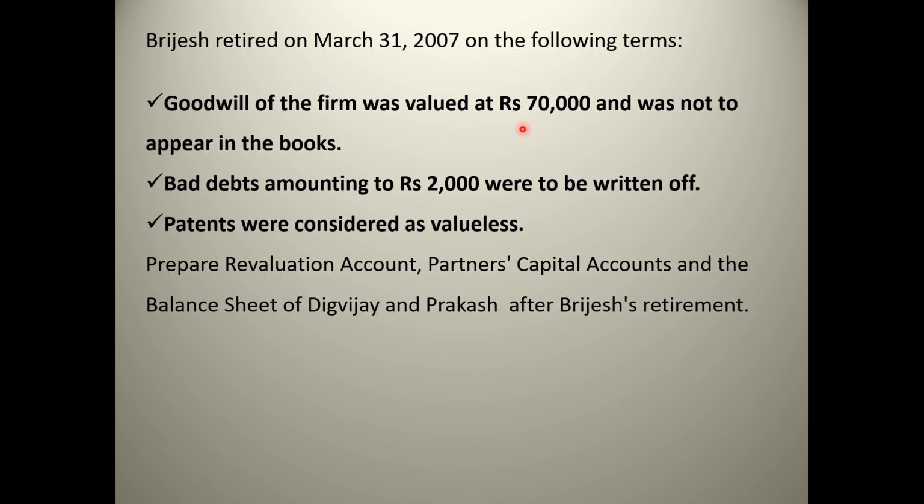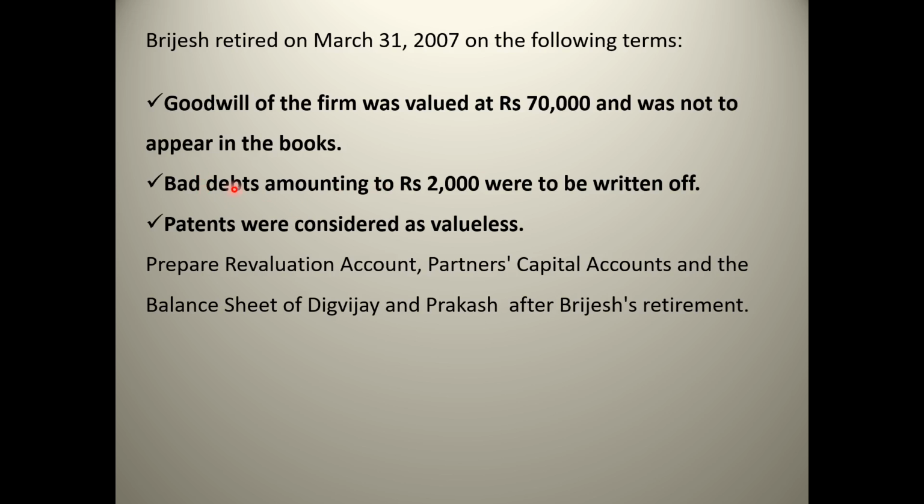It is not difficult. Ultimately we have to remember that when the total firm goodwill is given, first we calculate the retiring partner's share. So Brijesh's share is 70,000 into 2/5, which is 28,000. After calculating the retiring partner's share of goodwill, we calculate who bears how much. For that we need the gaining ratio, and it is very simple: we cancel the retiring partner's share, and the remaining partners' ratio is the gaining ratio. So this is all about the goodwill.